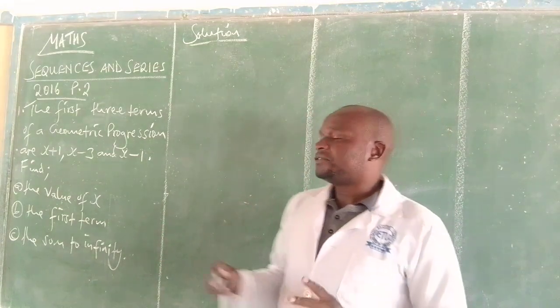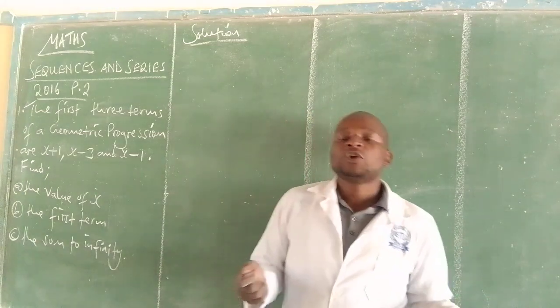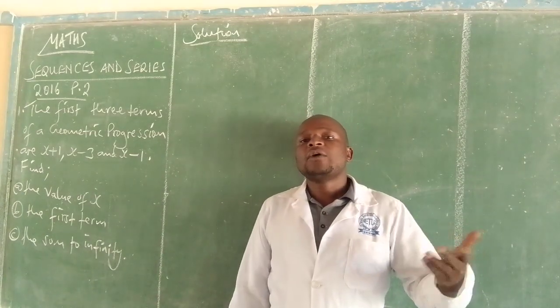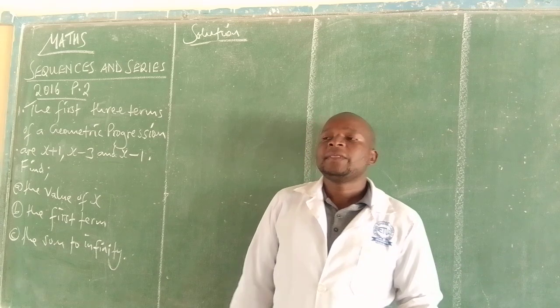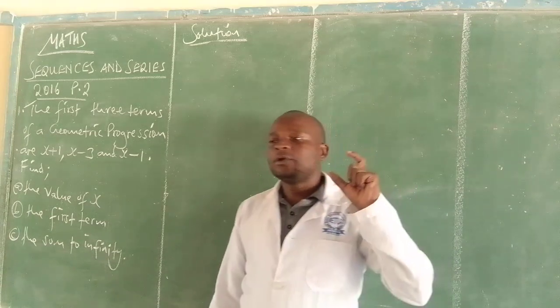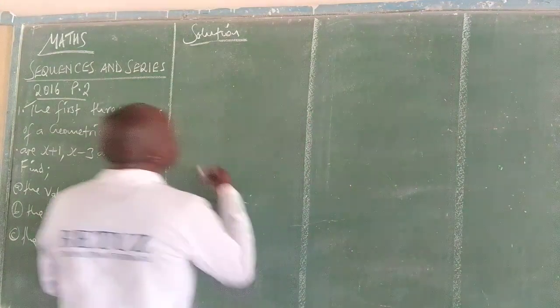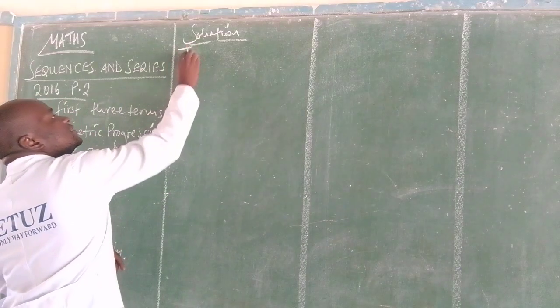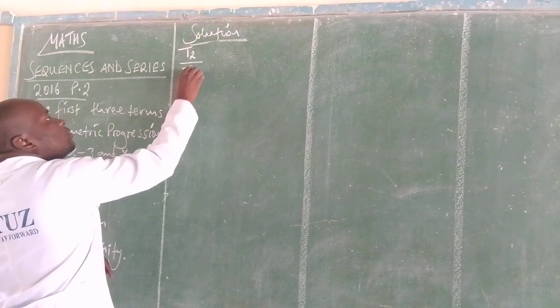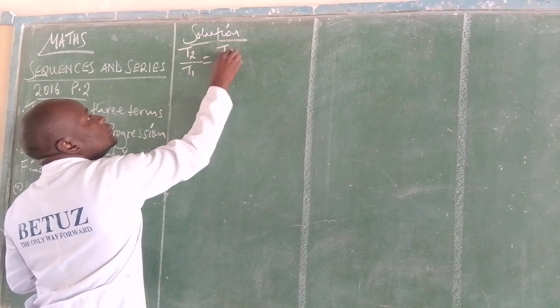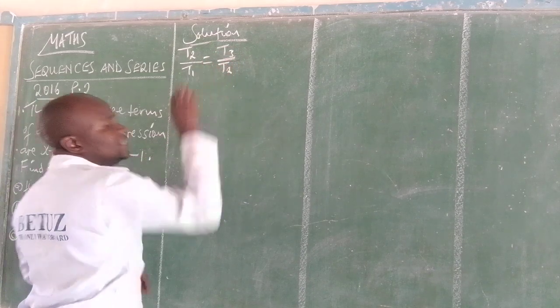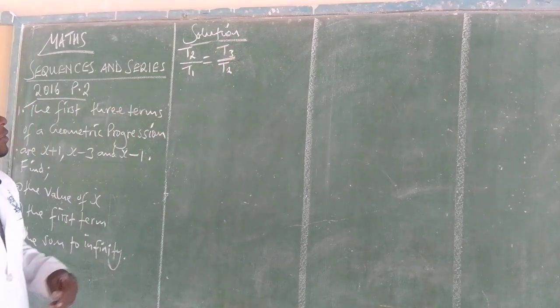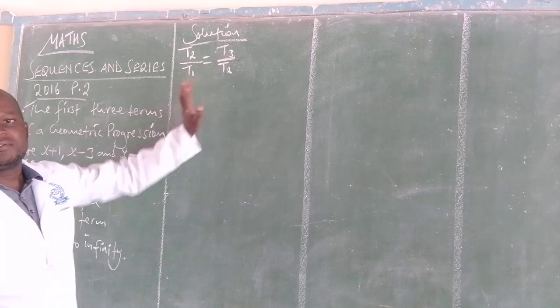To find the value of x here, it is important to understand the concept of how the common ratio is calculated. The concept is as follows: T2 divided by T1 should be equal to T3 divided by T2. Once you understand this, everything will be easier.